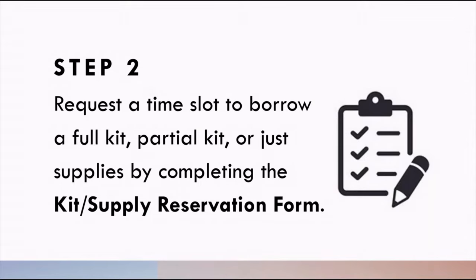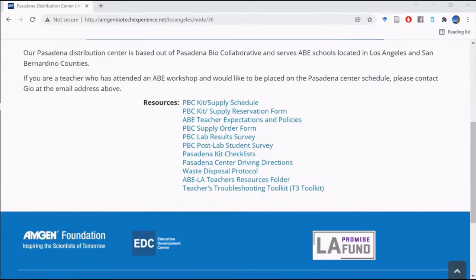Once you have recorded your top 3 time slots, it is time to proceed to step 2, completing the kit/supply reservation form. To access this form, click on the link titled Kit/Supply Reservation Form under the Resources section on your distribution center's webpage.